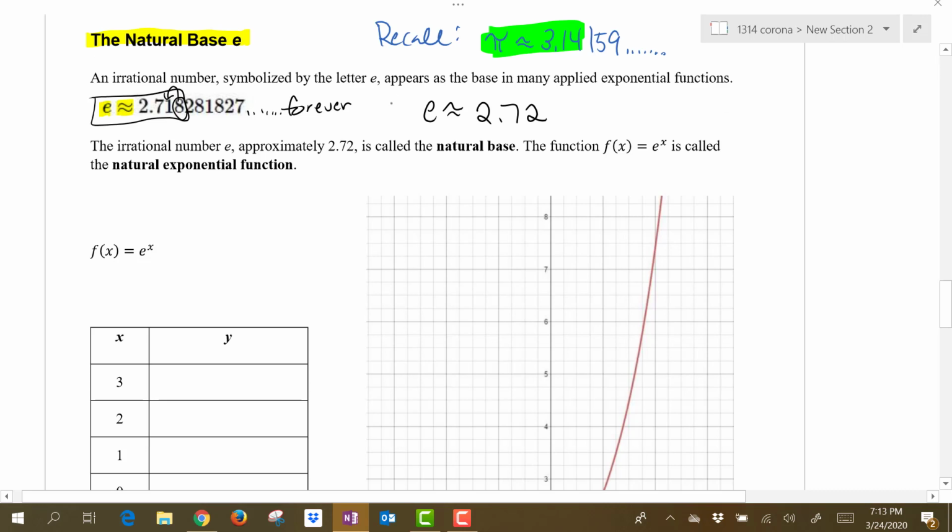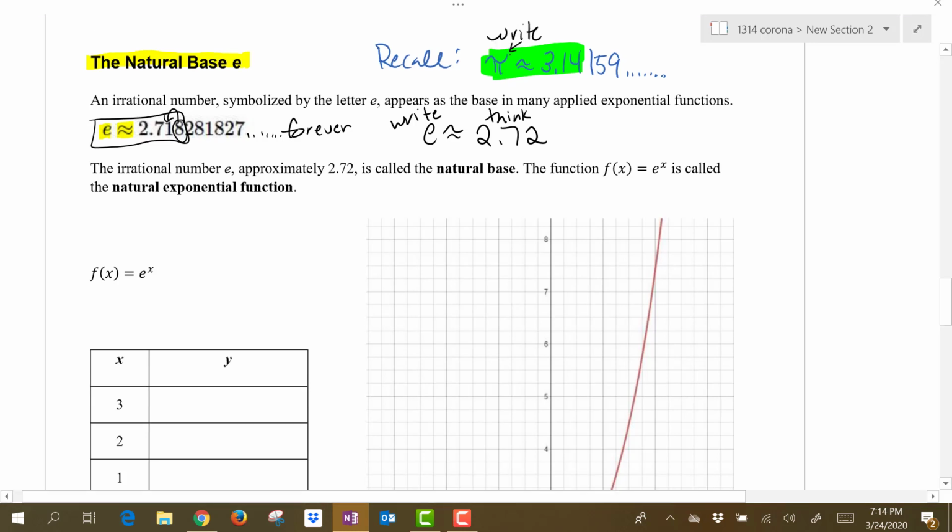Okay, we always write E, and then we can think 2.72 approximately. When we talk about pi, we write that Greek letter pi. So we write this, but we think 3.14. But remember, this is just an approximation. It's not exact. That's the same thing for E. This is what we call the approximation, whereas E represents the exact value with all the decimal places.